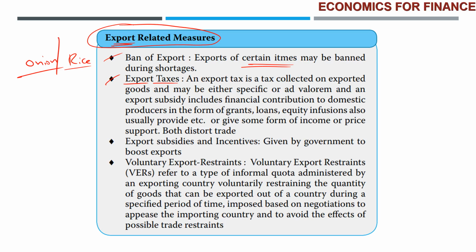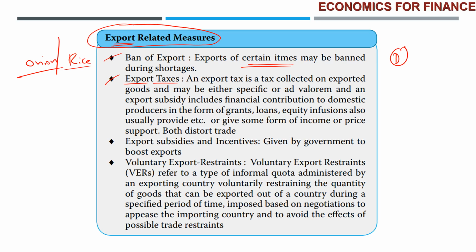Usually, taxes or customs duties are levied on imports, but sometimes even government can levy export taxes also. What is an export tax? It is a tax collected on exported goods, and maybe again either specific or ad valorem, and that is export taxes. Government will levy export taxes if it wants to discourage the exports. Why would it like to discourage? Because maybe that particular commodity is more required in the domestic territory than exporting.